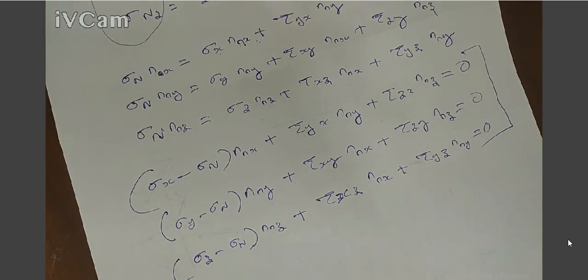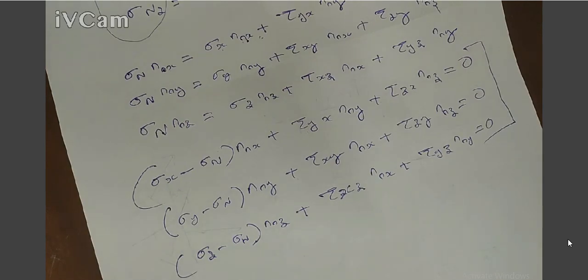In this equation, what are the unknowns? We know the nine stress components in the stress tensor: sigma x, sigma y, sigma z, and all these shear stress terms are known values, because these are the stress components on three mutually perpendicular planes. That is a known value.